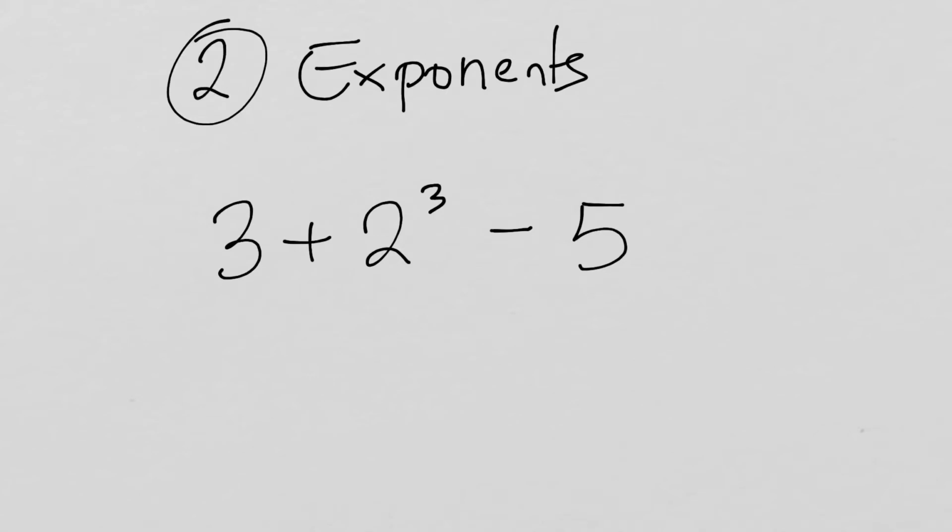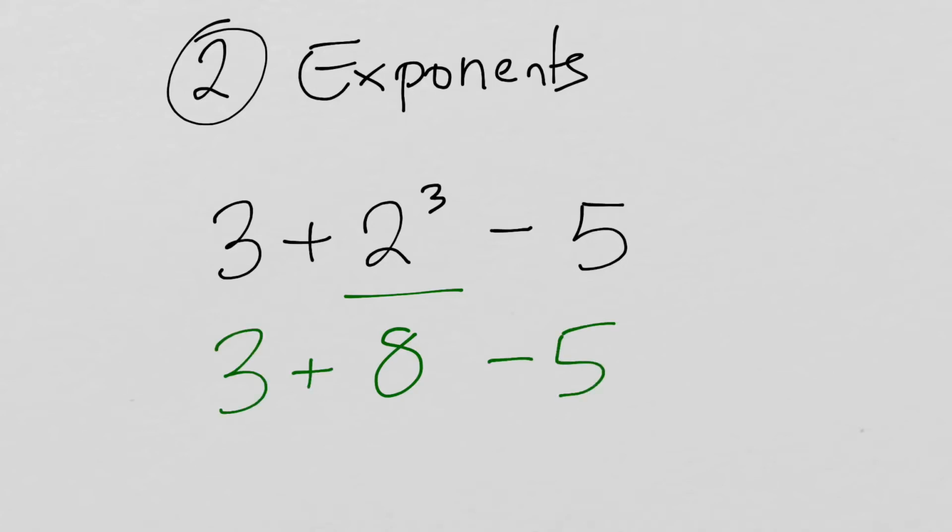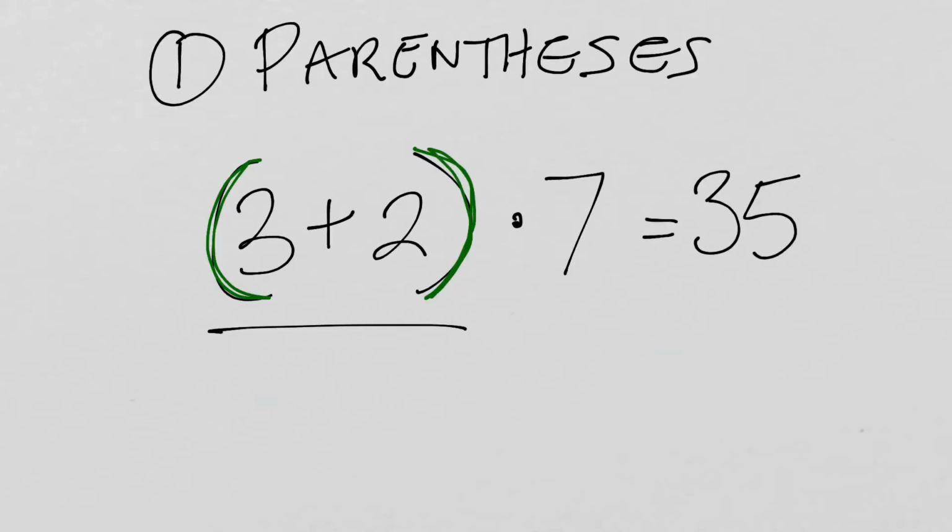The second step is exponents. So whenever you have an exponent, like this 2 to the third power, that's got to be done before the rest. So 2 to the third power is 2 times 2 times 2. So 2 to the third power is 8, because 2 times 2 times 2 is 8. And the rest of it gets written out exactly the same. So 3 plus 8, which is 11, minus 5 is 6. So that's the answer to that one. Exponents is the second thing that's done. So first, anything inside parentheses.